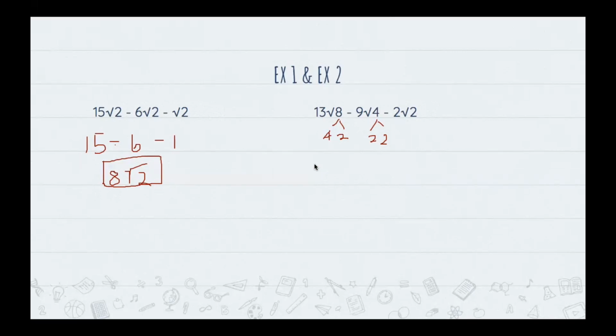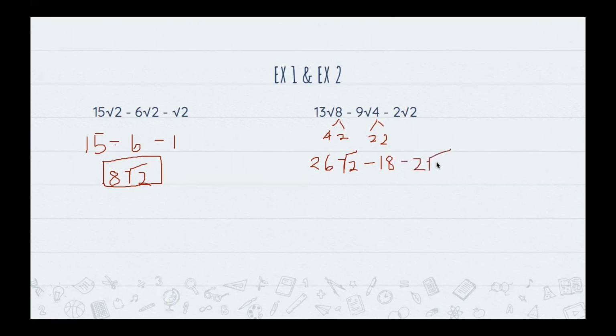So 13 times 2 would be 26. And then you would just take that radical 2. And here, the square root of 4 is 2. So you would do negative 9 times 2, which gives you negative 18. And then you just bring this down because you can't simplify it anymore.